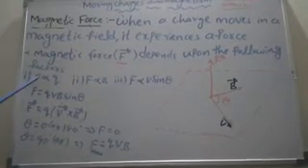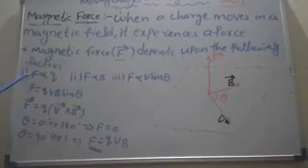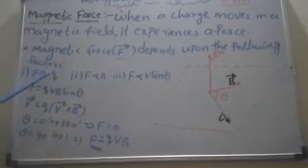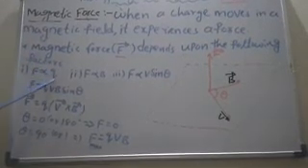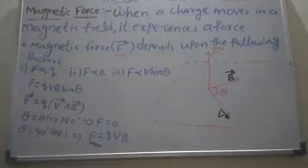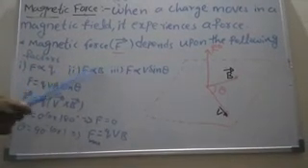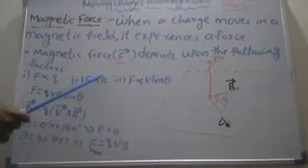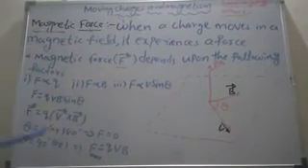What are they? First one, the magnitude of force. The magnitude of force acting on the charged particle is directly proportional to the magnitude of the charge. As the magnitude of the charge increases, the magnitude of force acting on the charged particle also increases. Then second one, F is proportional to B, means the magnetic force acting on the charged particle is directly proportional to the magnitude of the magnetic field.